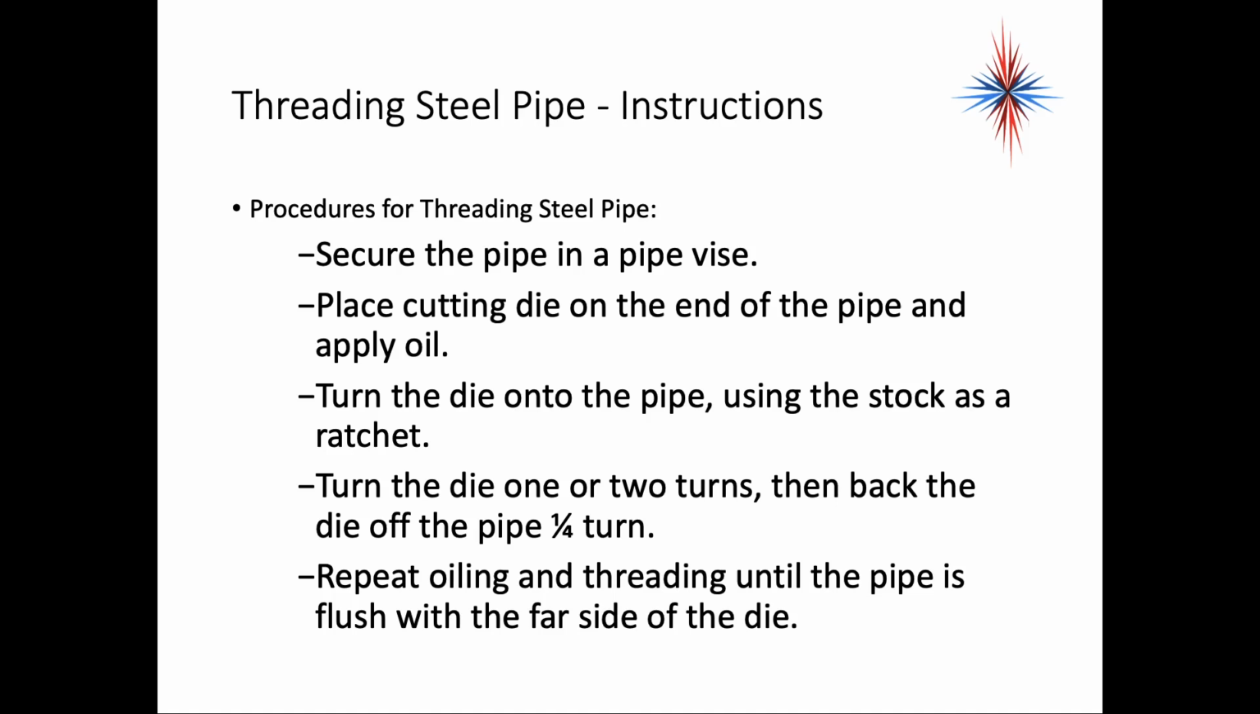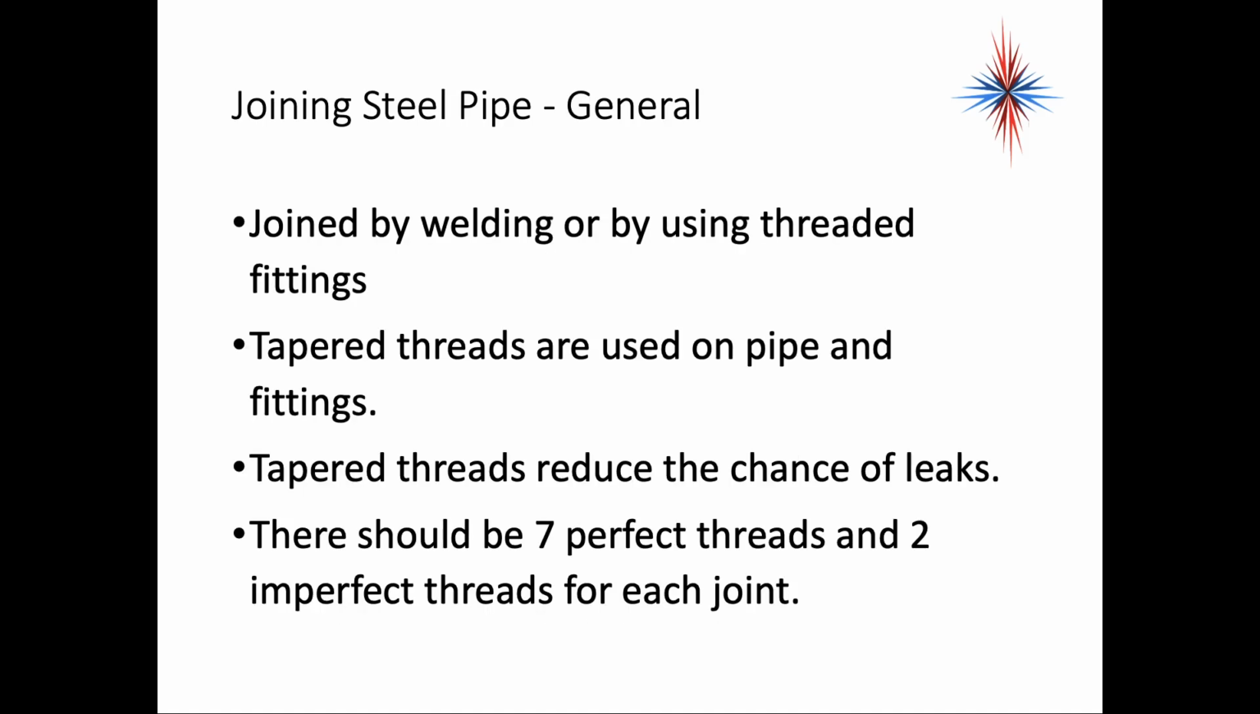Okay, so to thread steel pipe, secure the pipe in a pipe vise, place the cutting die on the end of the pipe and apply oil. Turn the die into the pipe using the stock as a ratchet. Turn the die 1 or 2 turns and then back the die off the pipe a quarter turn. Repeat oiling and threading until the pipe is flush with the far side of the die.